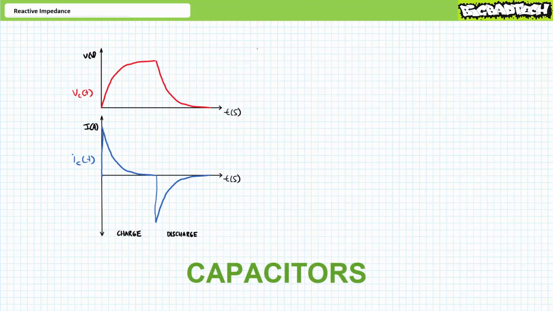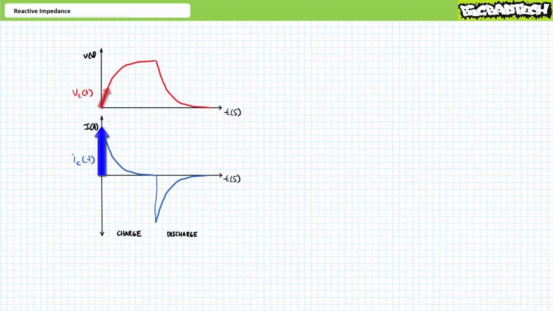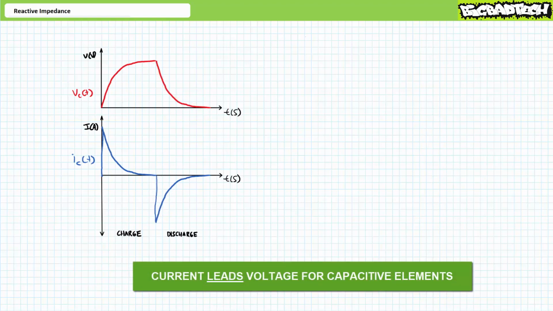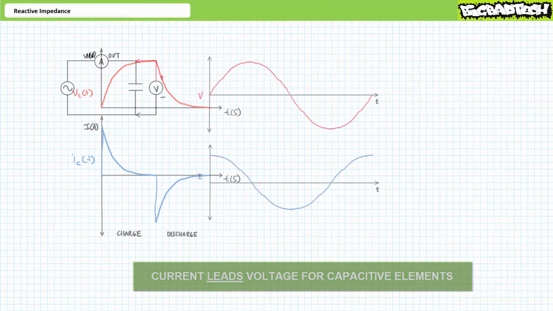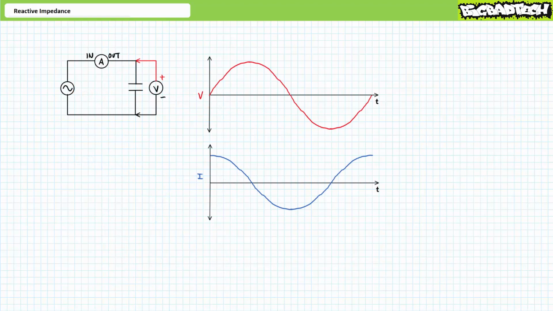Let's take a look at capacitors first. Recall from our discussions about time-variant DC responsive capacitors that initially uncharged capacitors experience a surge of incoming current, followed by rising voltage. Similarly, a discharging capacitor experiences an initial surge of outgoing current, followed by falling voltage. This behavior can be summarized as current leading voltage for capacitive elements, and that the current spikes occur before a change in voltage.